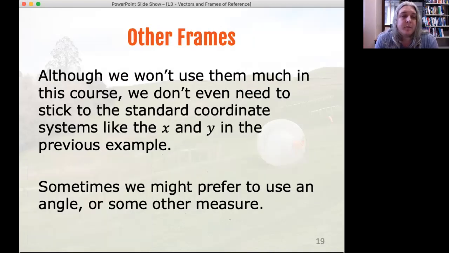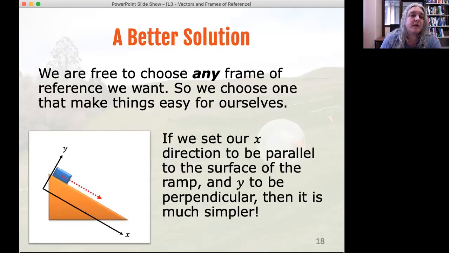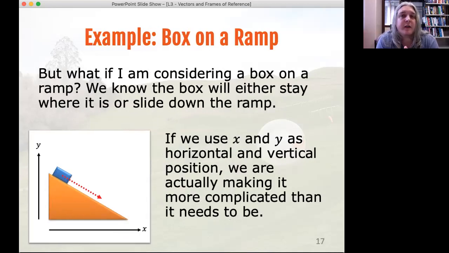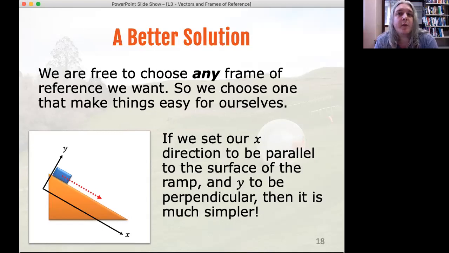So we don't have any set rules for choosing a frame of reference. You can essentially choose whatever frame of reference makes sense to you, but you should be aware that different frames of reference for the same problem can involve different amounts of work. You can certainly solve this box problem using x horizontal and y vertical, but it will be more complicated and make the math more difficult than if you do it this way with the x parallel to the surface, because now you know that the box is only ever going to change its x coordinate. The y coordinate will not change.